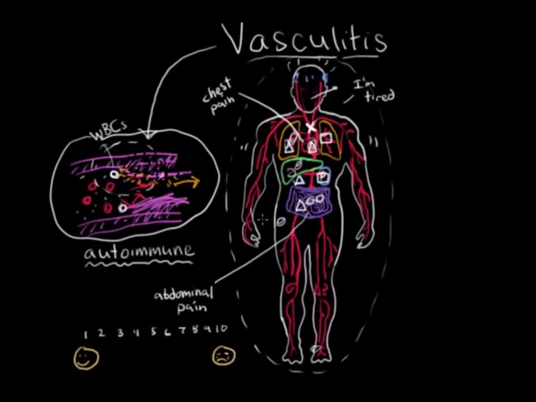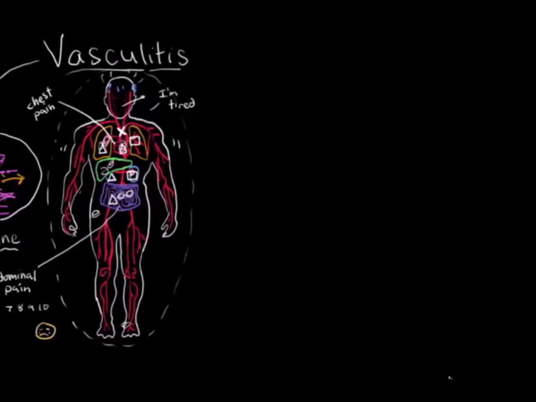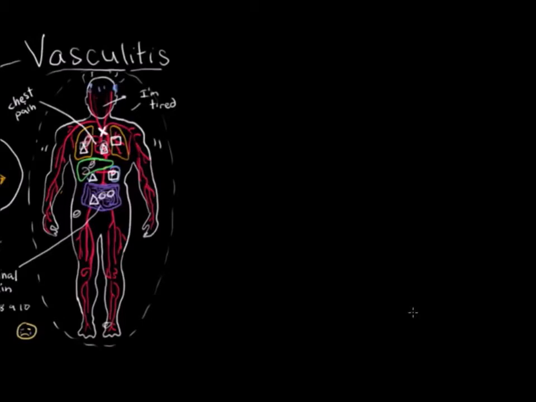So now let's take a step back. Why are only certain types of vessels affected in vasculitis? The different types of vessels that are affected usually depends on the size of those blood vessels. And so vasculitis has been classified into 3 different categories: large vessel vasculitis, medium vessel vasculitis, and small vessel vasculitis.